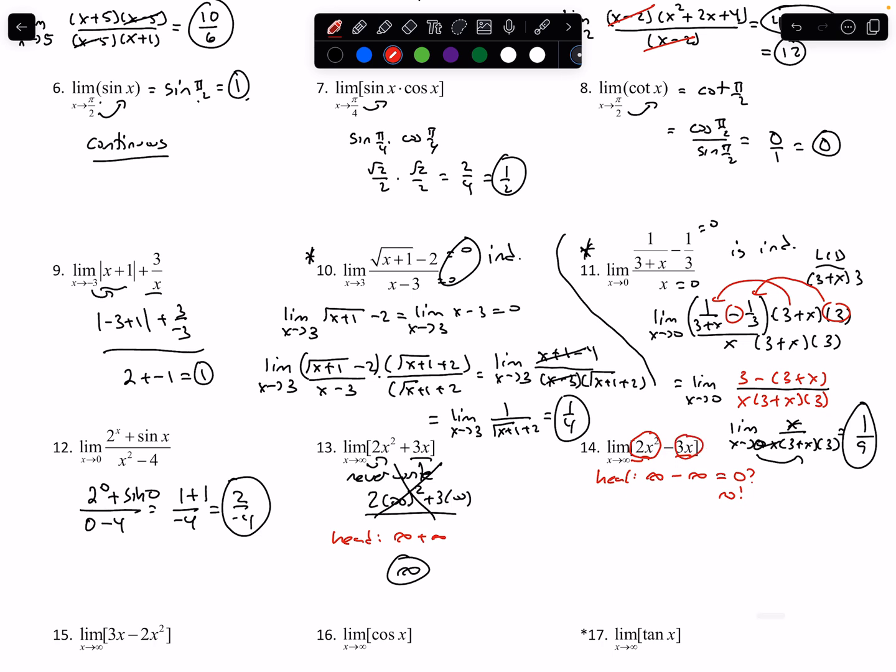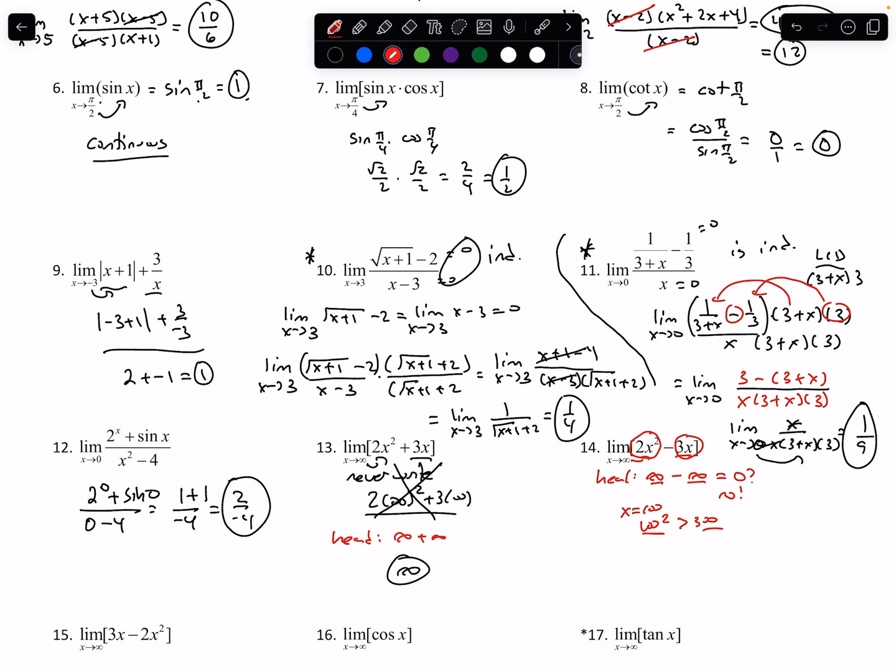So if I let x be like 100, 100 squared is far greater than 300. And as x gets larger and larger, the difference between those gets even bigger. So even though both of these approach infinity, 2x squared approaches infinity much faster. So this positive infinity is always going to be bigger than the second infinity.